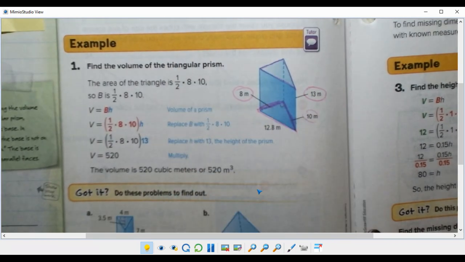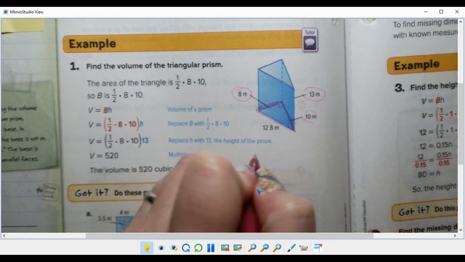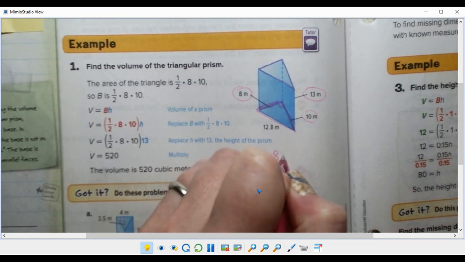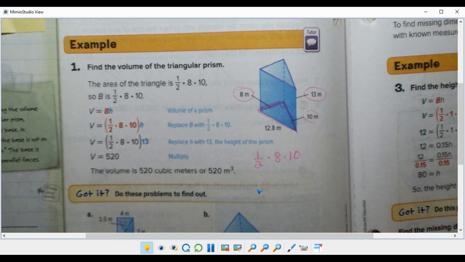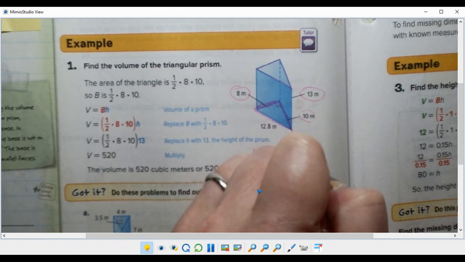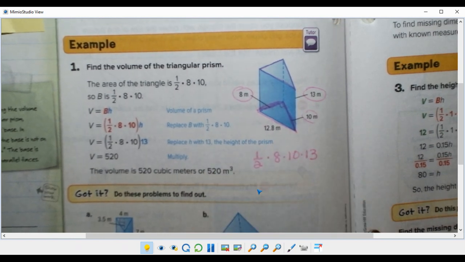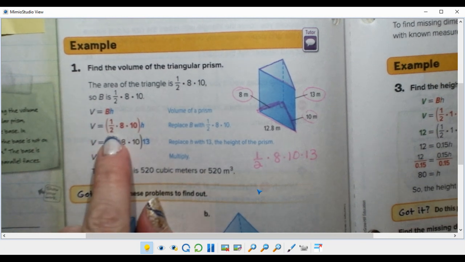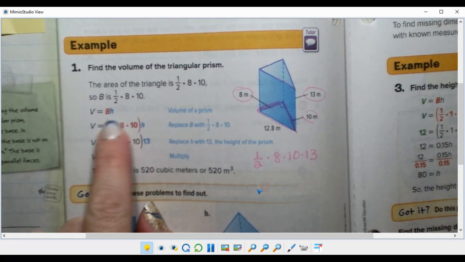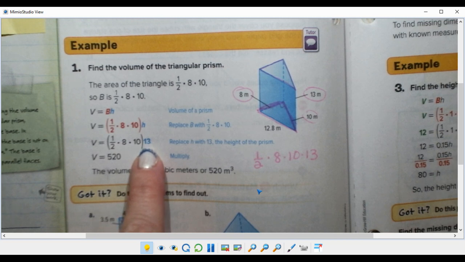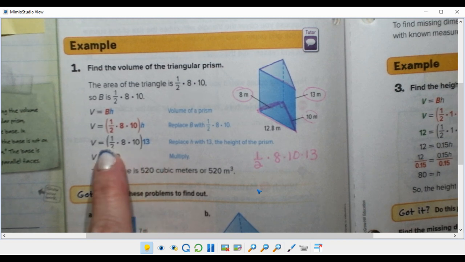But what I do need for the volume is how far apart are these two bases? That's this other number. Okay, so the triangle itself would be 1/2 times 8 times 10. And then I'm going to stack those 13 high. There's your formula. Now, if you wanted to follow big BH, you do what they did over here. 1/2 times 8 times 10, that's your big B, or area of the base. And then times the height, which looks exactly like what I wrote.